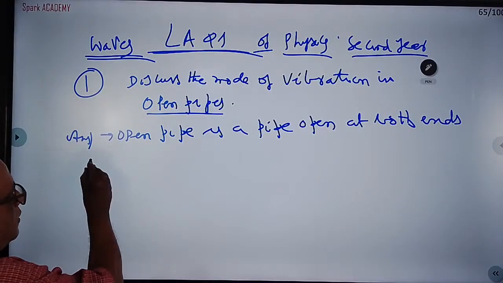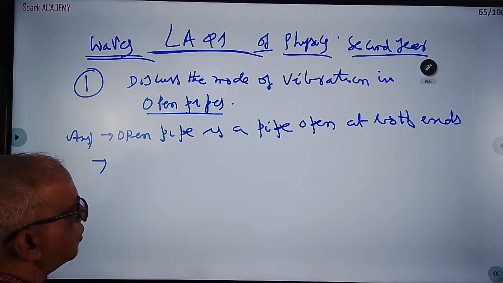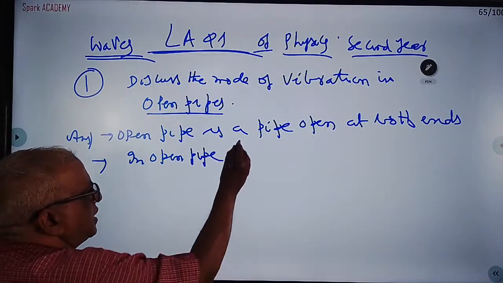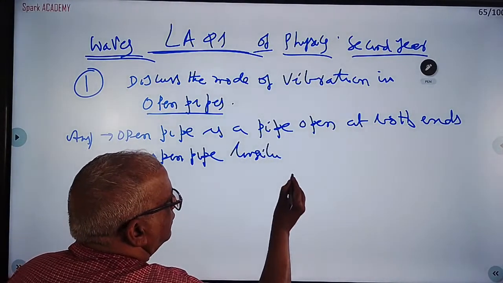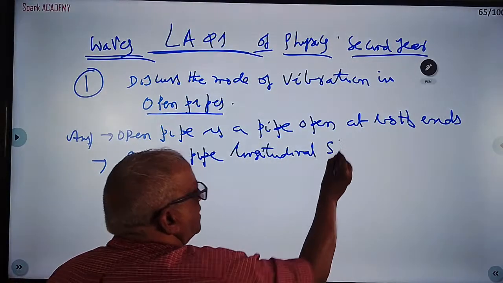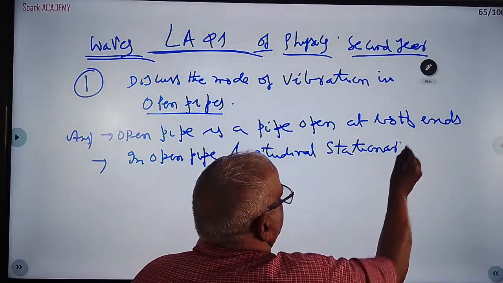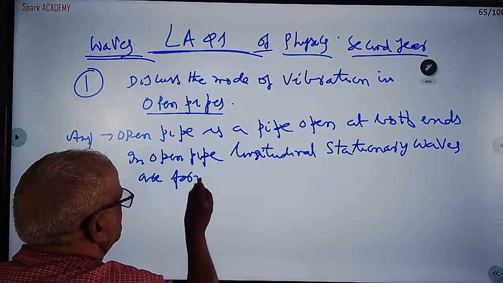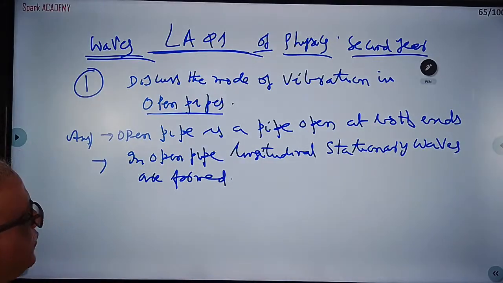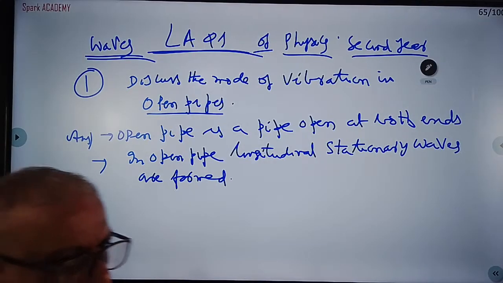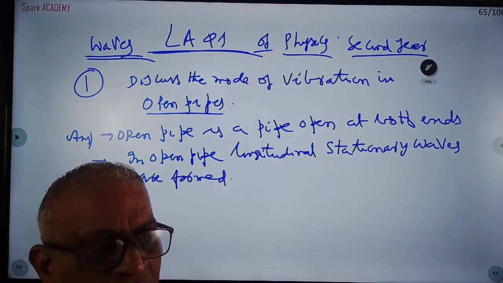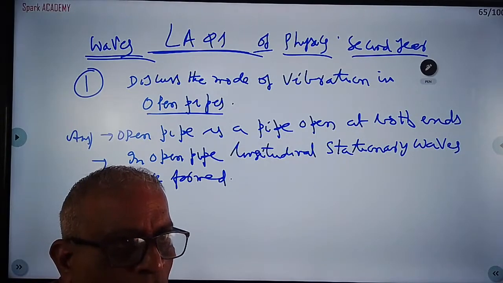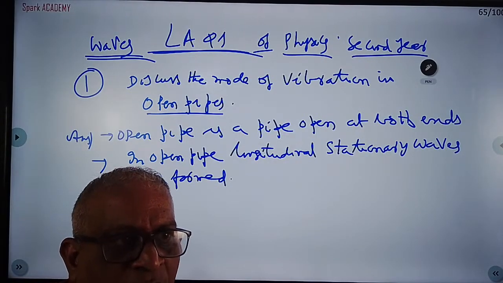In an open pipe, longitudinal stationary waves are formed, sound waves. Stationary wave means a wave in which you get nodes and antinodes. Two waves traveling in opposite directions superpose each other, and the wave is confined to a limited region. So we get nodes where displacement is 0, and antinodes where displacement is maximum.